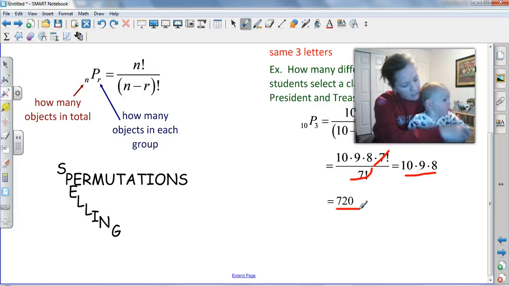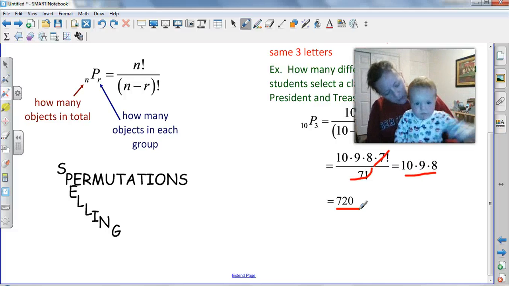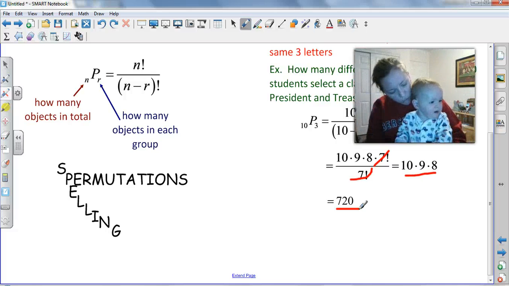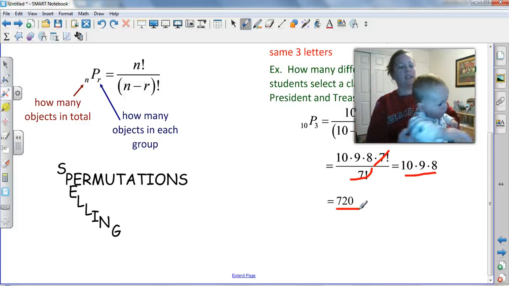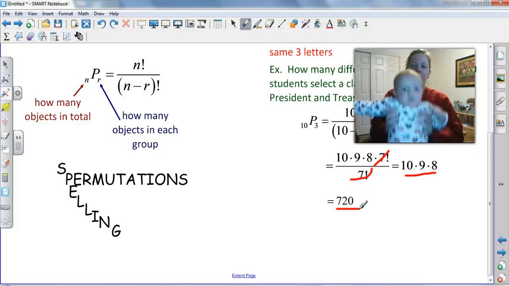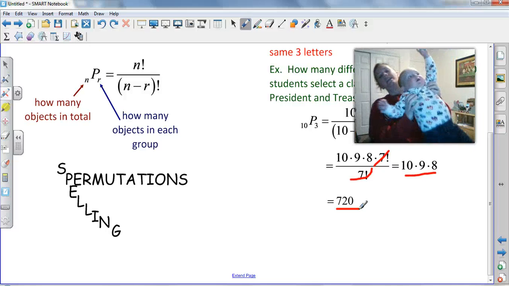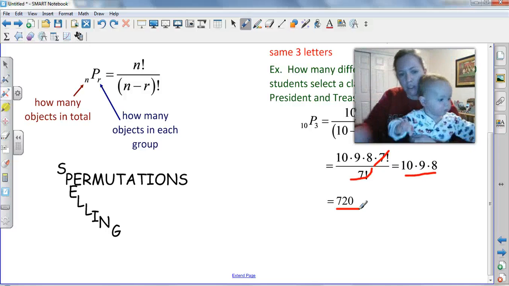Isn't that amazing, Max? In a class of only 10 students, there's 720 different ways that we could vote for a president, a vice president, and a treasurer. That's amazing. Oh, where are you going? You leaving? Okay, peace out.